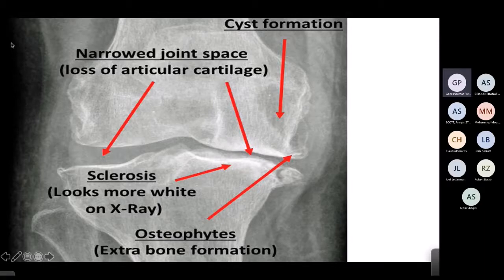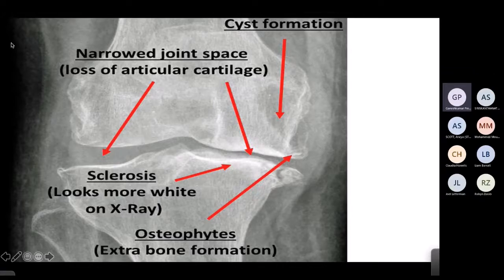And then lastly, you get the cyst formation, and it's sometimes fluid filled. Part of the reason we get cyst formation is because the ends of the bones are increasing in their mineral density. So some of the bone cells, the osteoblasts that help build new bone, move towards the tips of the bone and cluster, and that's why we see this dense white.